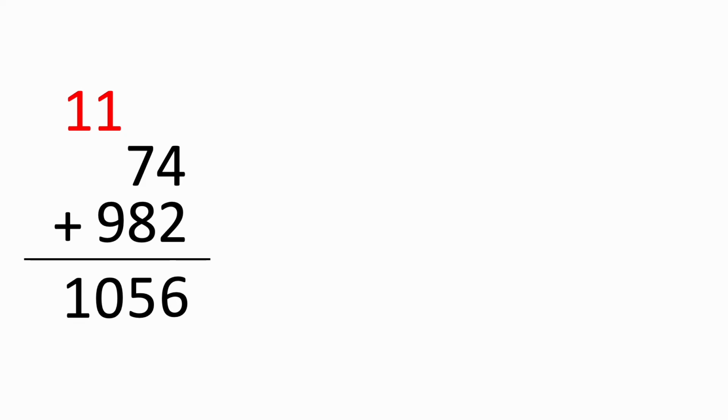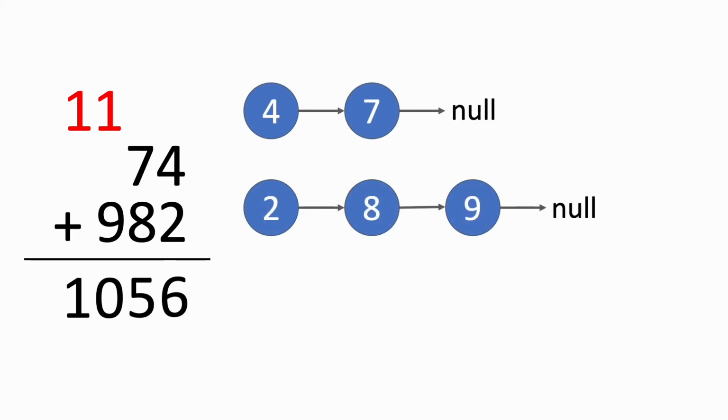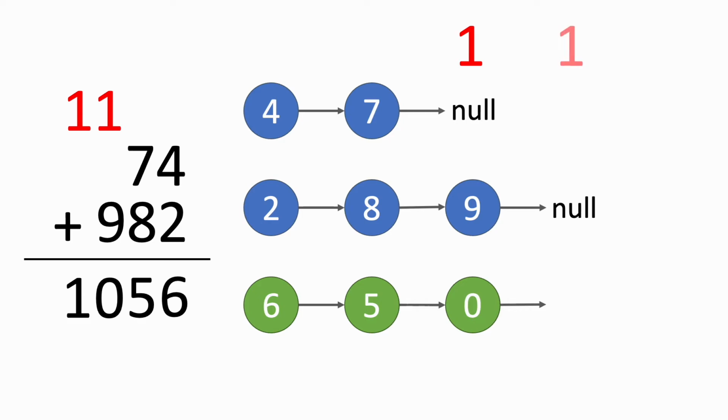In linked list form, the first list would be 4, then 7, and the second list would be 2, then 8, then 9. 4 plus 2 equals 6, so the first node is just 6. Then 7 plus 8 is 15, so the second node would be 5, and we have to keep track of the carry. Now the first list has reached the end, so we'll ignore that and just do 1 plus 9, which is 10. So the third node is 0 with another carry.